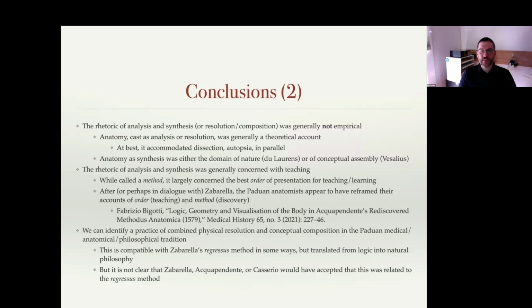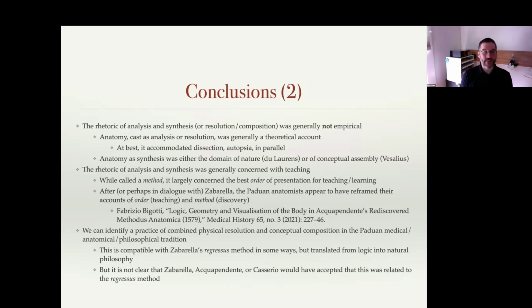What else can we say? Well, the rhetoric of analysis and synthesis was not generally empirical. So when people use the rhetoric of analysis and synthesis, which Casserio and Acquapendente did not, it was not, in the 16th century, at least in these figures I look at, empirical. It was for teaching, as Galen says. Anatomy cast as analysis of resolution was a theoretical account. It accommodated dissection or autopsia in parallel, but it did not demand it. Anatomy as a synthesis with either domain of nature or of a conceptual assembly, as we see in Salius.